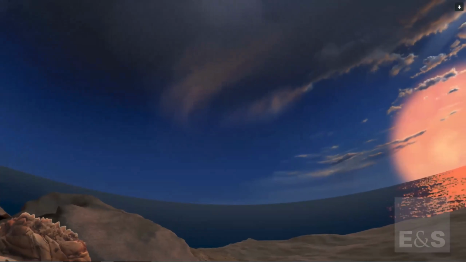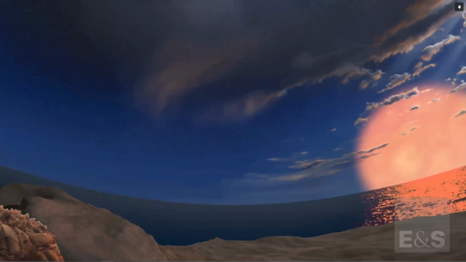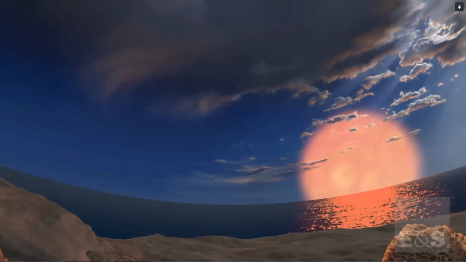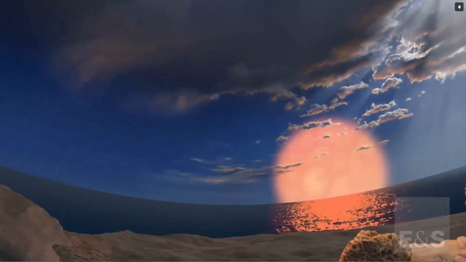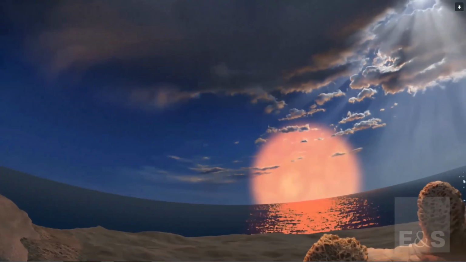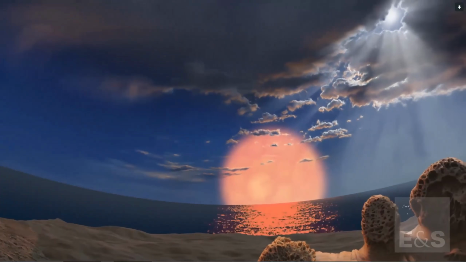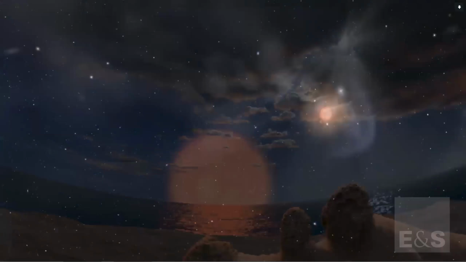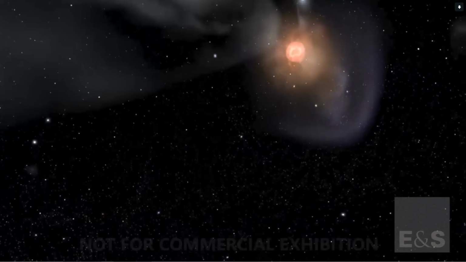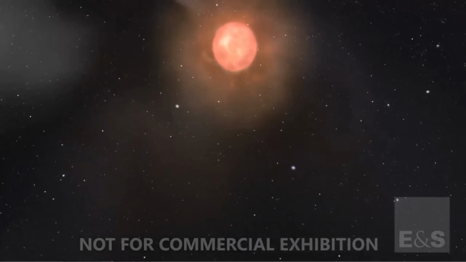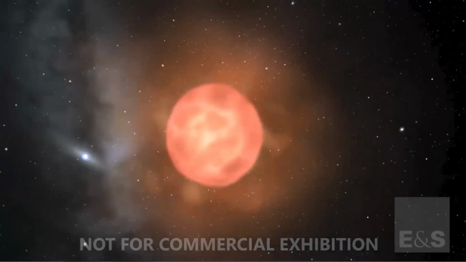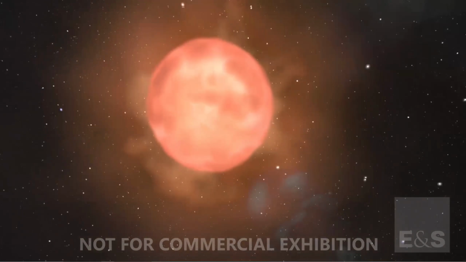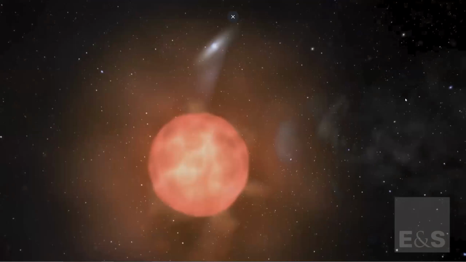Unlike Algol, Mira is variable because it actually changes in size. It brightens and dims by a factor of 1,000 over an 11-month period. Later in its life, our sun will behave like Mira, both ending as tiny white dwarf stars, even smaller than the Earth. As it moves through space, Mira is losing material that forms an immense gas trail over 14 light-years in length. It has a distant orbiting companion around which planets may be forming.